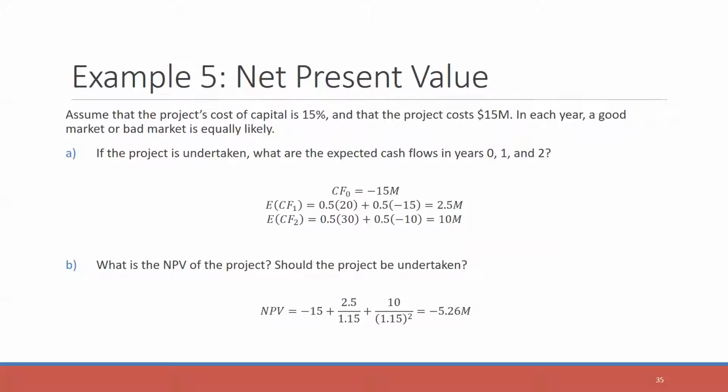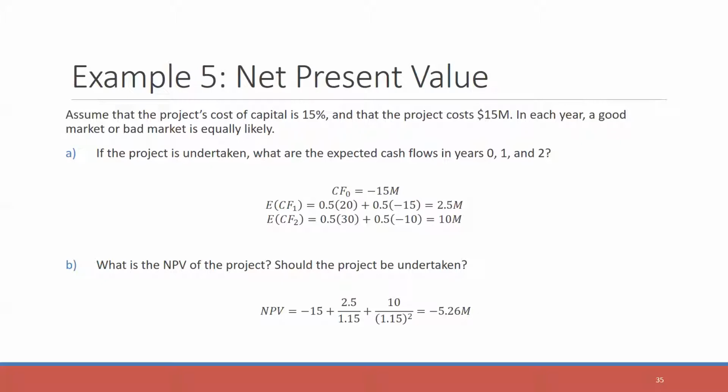If the project is undertaken, what are the expected cash flows in year 0, 1, and 2? So our expected cash flows are going to be the averages across good times and bad times for each of those years. So you can see our cash flow at time 1, we take an average, the 20 plus the negative 15, we divide it by 2. For time 2, we take an average. So half the time it's going to be 30, half the time it's going to be negative 10. We take the average and we get 10M.